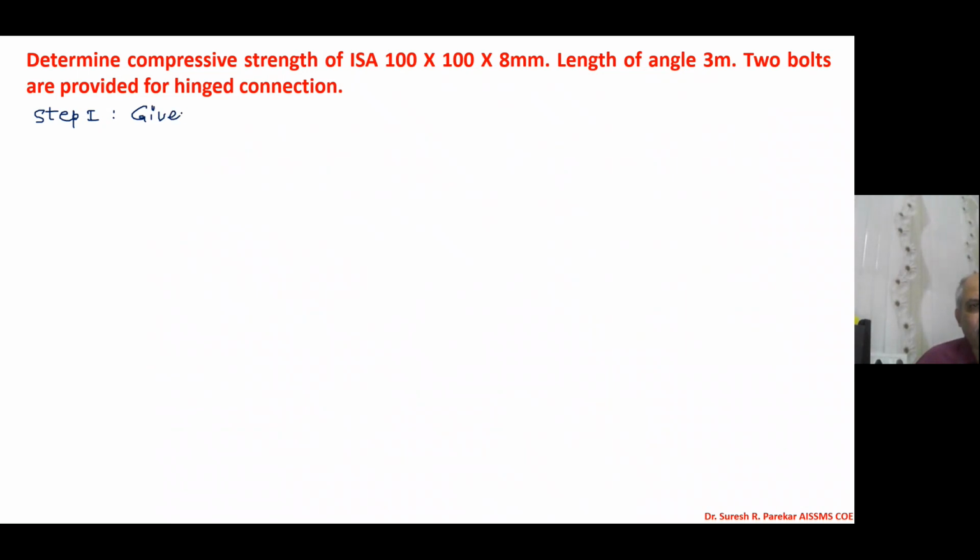Now when you are going to solve this, you have to keep your watch on. You have to see how much time you require to solve the problems. L is given 3000 mm. So we have 2 bolts hinged connection. Then we have step 2.